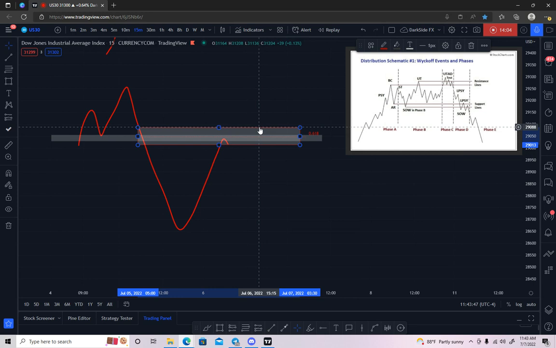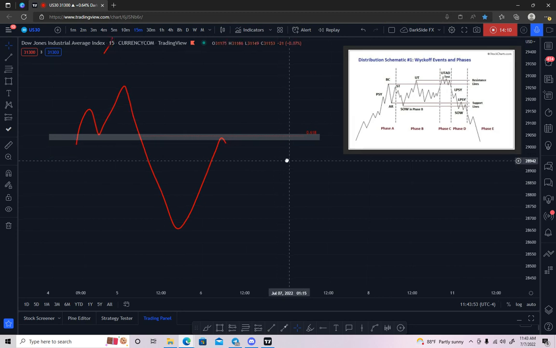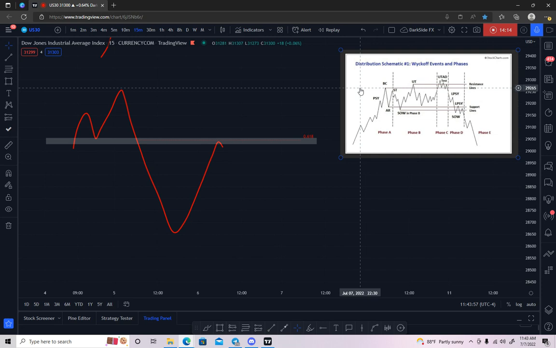What matters is when your zone gets hit and what you're going to do about it, and how you're going to avoid the manipulation and the frustration. So, that's just a tip for me on how to utilize schematics into your trading.